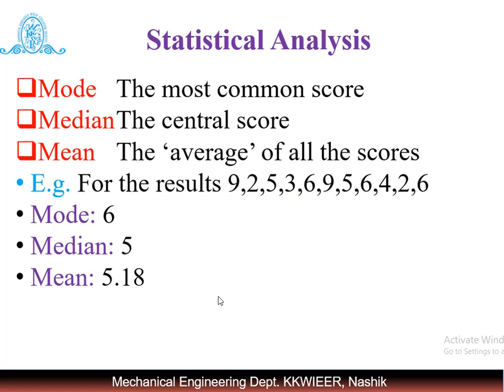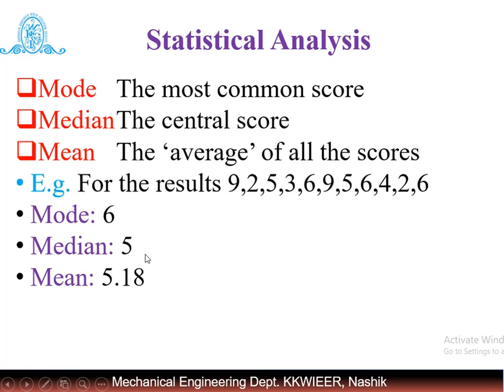Suppose you take the example of statistical analysis: mean, median and mode. Mode is nothing but the most common score. Median is the central score, and mean is the average of all the scores. Suppose the results are 9, 2, 5, 3, 6, 9, 5, 6, 4, 2 and 6. From this data, the mode is 6. Why is the mode 6? Because it is the most common score; here 6 is repeated the most times.